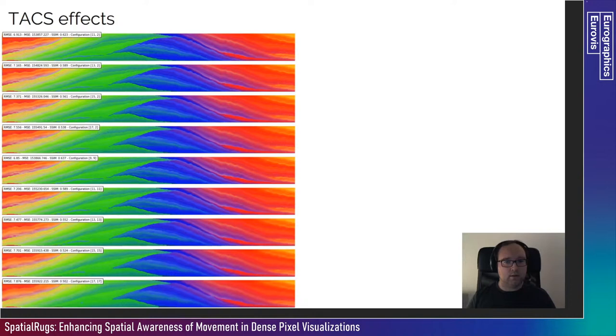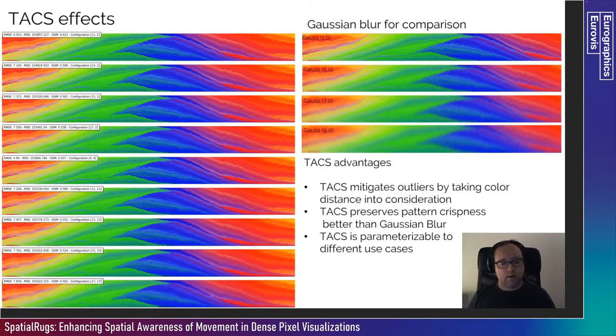Here we compare different parameterizations and the results of our time-aware color smoothing. You can see that in the lower examples, even for parameterizations which look far ahead into the future and take a lot of neighbors into consideration, the structures within the different visual patterns are still staying crisp and intact. The advantages of our technique are that it mitigates the outliers by taking color distance into consideration, that it preserves pattern crispness better than the Gaussian blur, and that it is really parameterizable to different use cases of different movement data according to the user's needs.